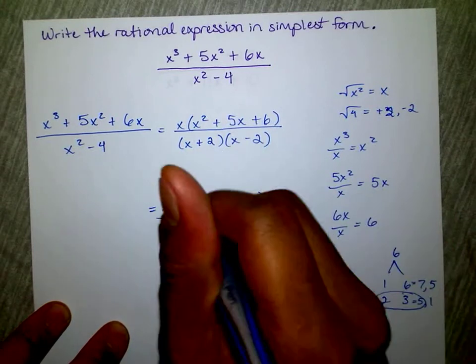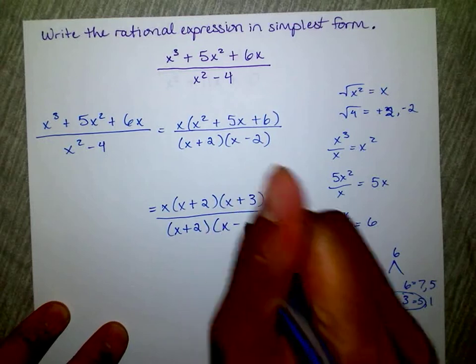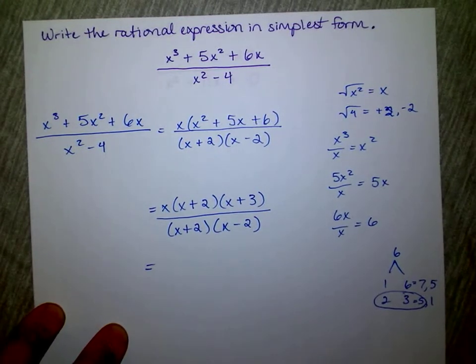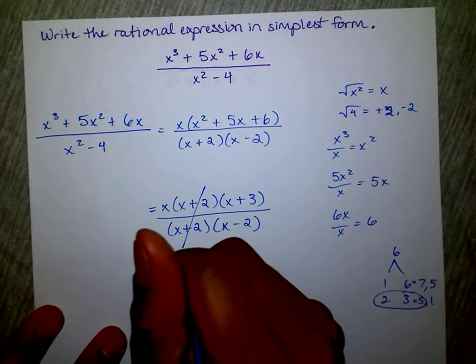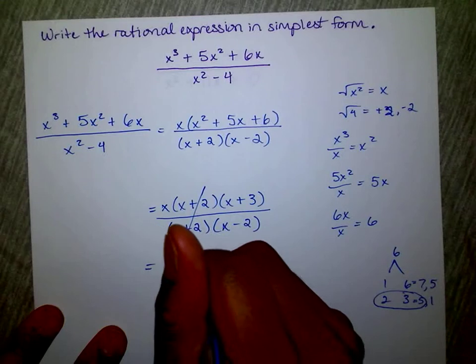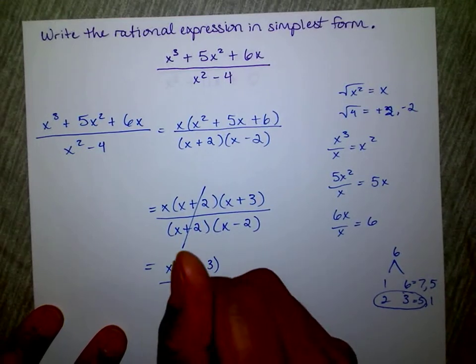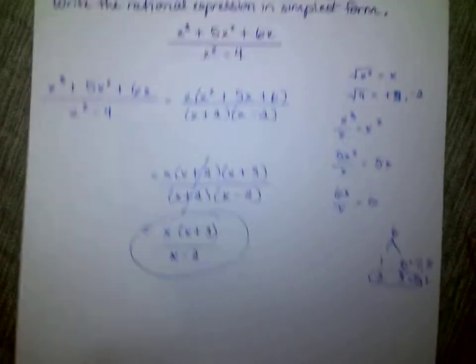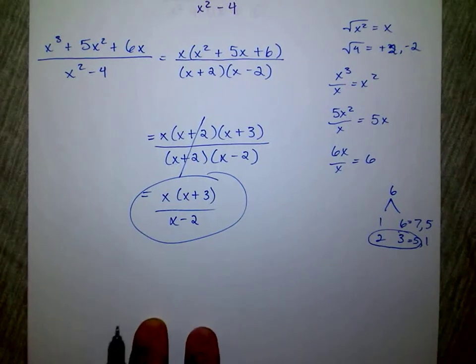And on the bottom, we're still going to remain the same: x plus 2, x minus 2. And now we can go ahead and simplify. We see that we have a common factor on the top and the bottom. Get rid of it. The leftovers: x times x plus 3 over x minus 2. Final answer. Okay. Alright. Let's go ahead and move on to the next problem.